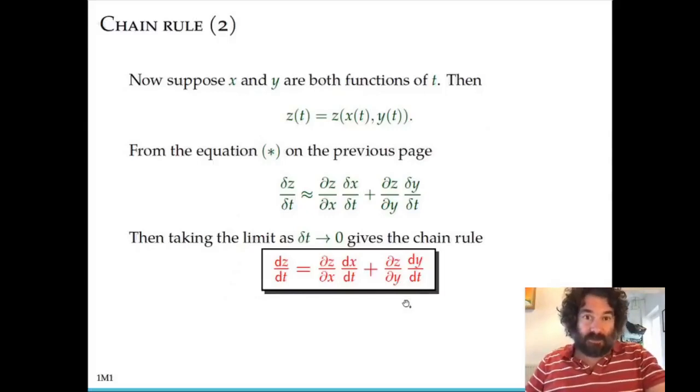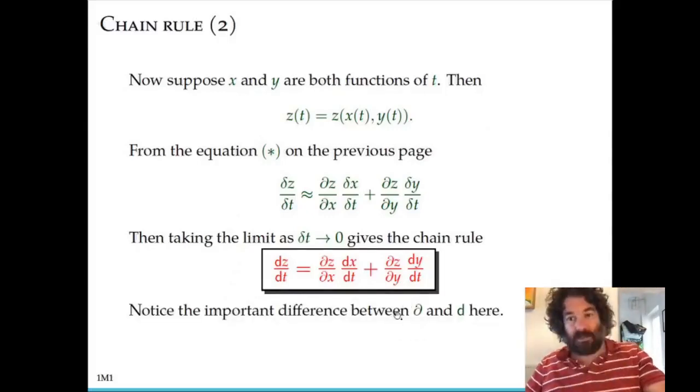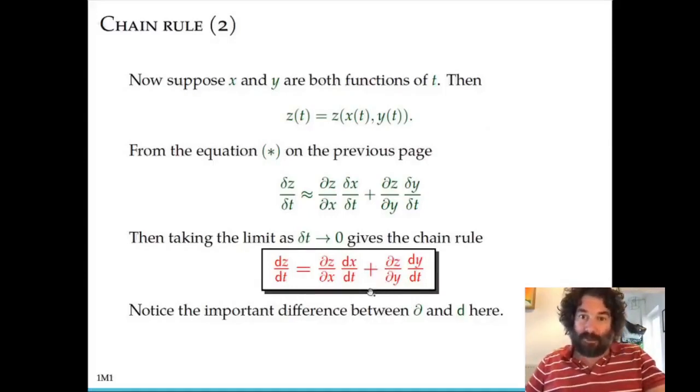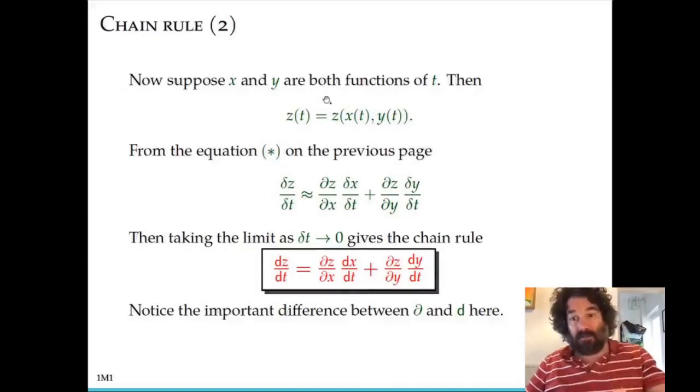And so note in this formula we are making a distinction between z, which depends on two variables, and so we have the partial derivatives with respect to y and x. And then x and y just depend on t, so we have the straight d's with the non-partial derivatives dx/dt and dy/dt. Okay, so this is the chain rule in this case where we have a function z that depends on x and y, and then x and y depend on t.